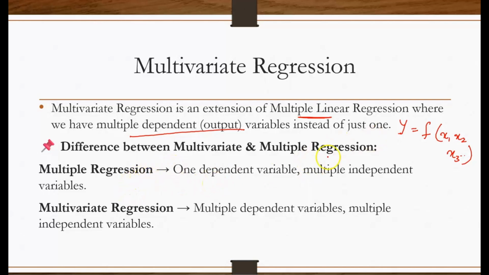Multiple regression, one dependent variable and multiple independent variables. Multivariate regression, multiple dependent variables, y1, y2, y3, etc. and multiple independent variables. So this is the concept of multivariate regression.